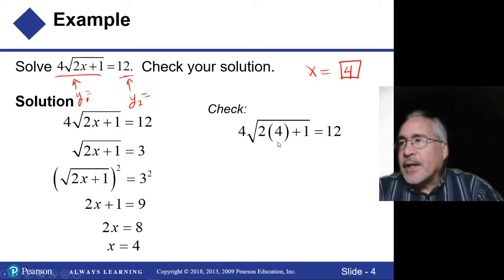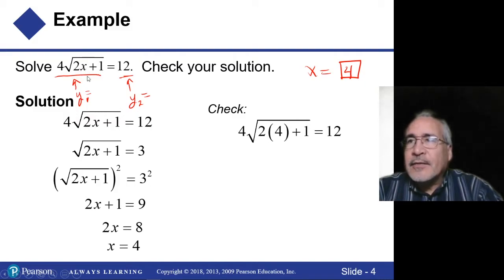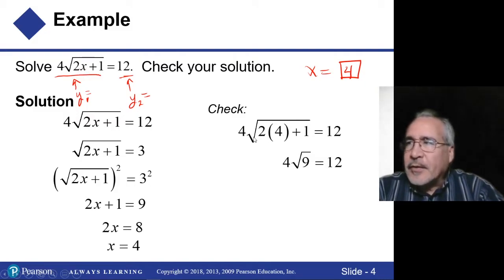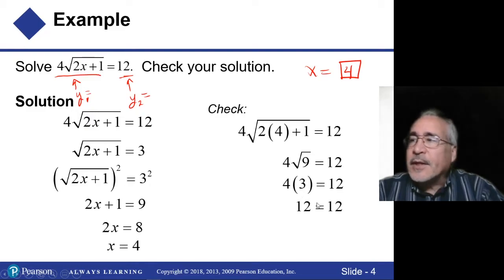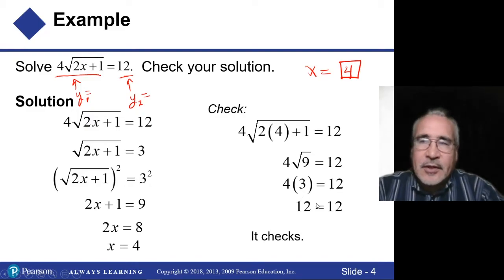So the check is plugging back in 4, which I did sort of visually. I said 2 times 4, and they actually walk through the steps. That's 8 plus 1 is 9. Square root of 9 is 3. 4 times 3 is 12. 12 is equal to 12, so it checks. It worked.